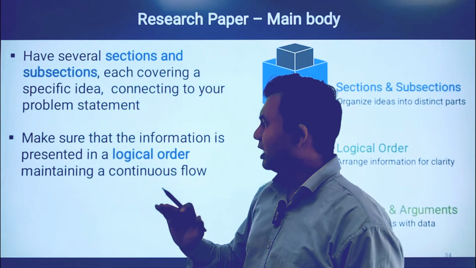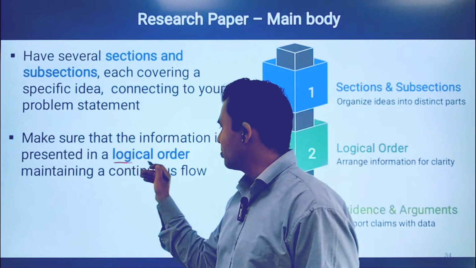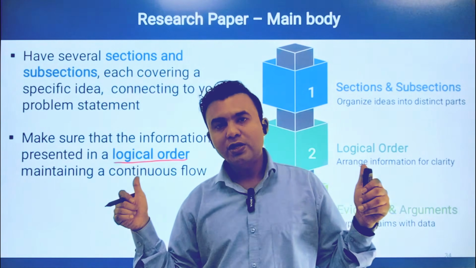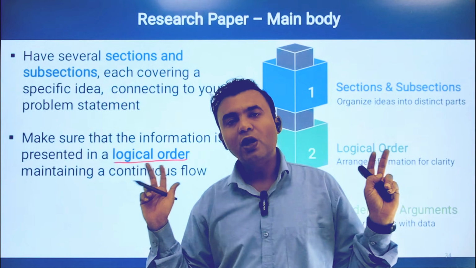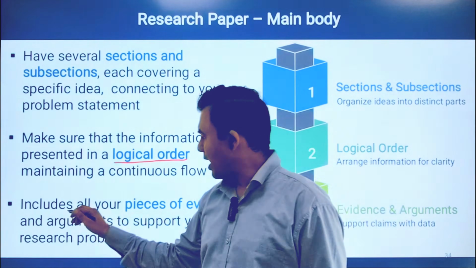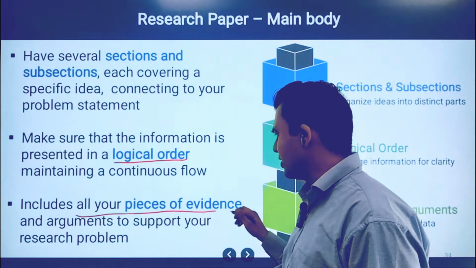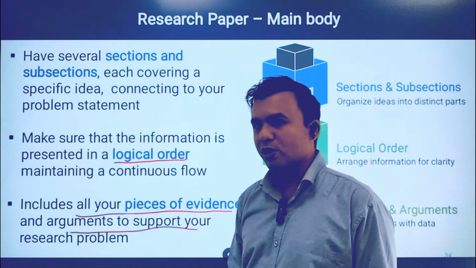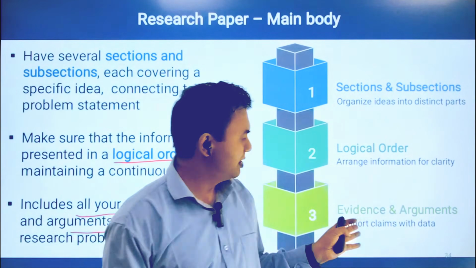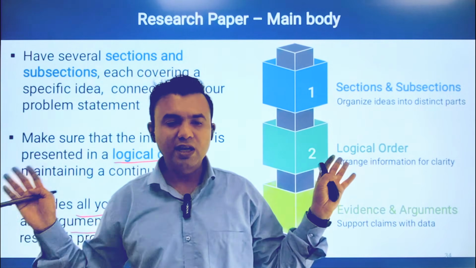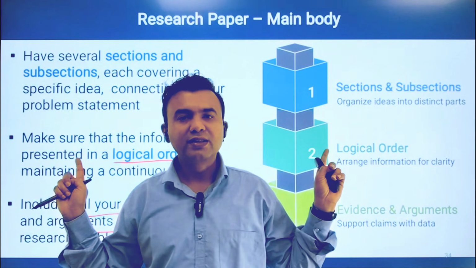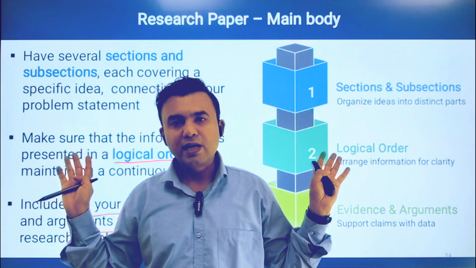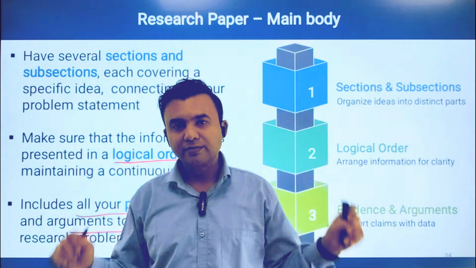Make sure that the information is presented in a logical order. And include all your pieces of evidence, arguments, and supportive research which support your research. Include everything, right? So these are the three major points which you should think about when you are writing the main body of the article, right?